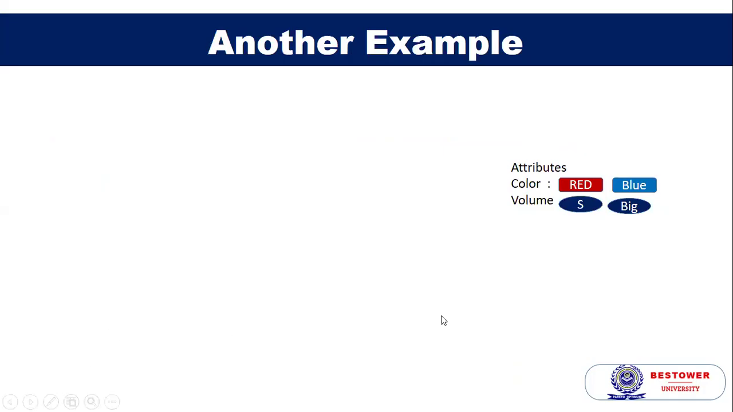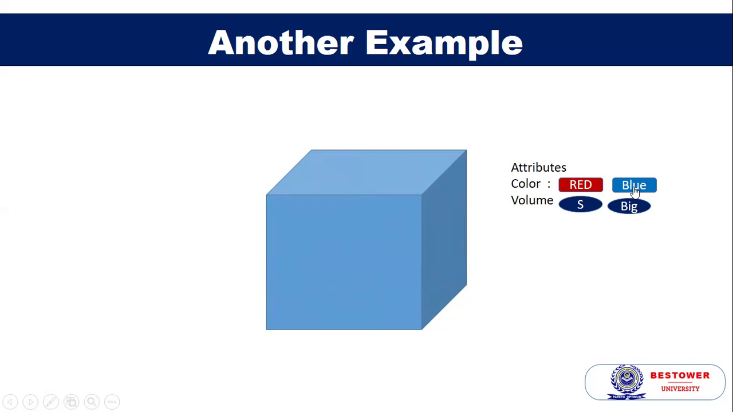Now let's take another example. We could have a box that has an attribute, blue as the color. It could be big, it could be small. We can add another attribute to it for it to be red. Remember, this box still remains the box, but the attribute changes. Do you get it now? So that is it.